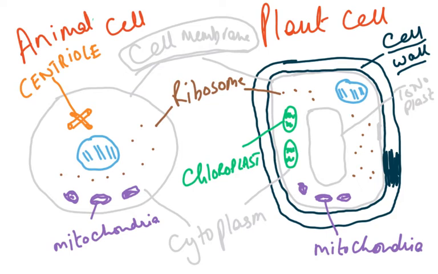Then we have the tonoplast. The tonoplast is the vacuole membrane. You can also label this as vacuole. So the tonoplast is the vacuole membrane, and inside that would be the liquid, which is called the cell sap.